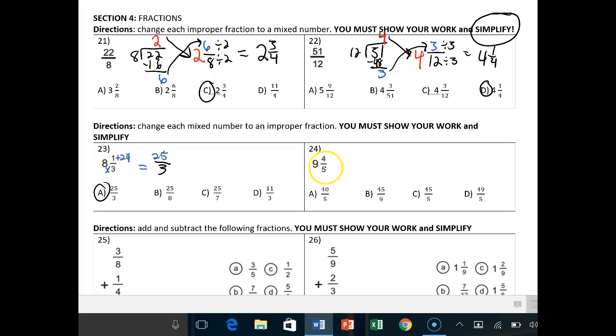Next problem, you should just do 9 times 5, which is 45. 45 plus 4 is 49. So you get 49, and you keep the denominator over 5.